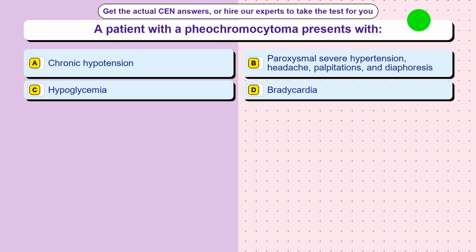Question 77. A patient with a pheochromocytoma presents with: Option A, chronic hypotension. Option B, paroxysmal severe hypertension, headache, palpitations, and diaphoresis. Option C, hypoglycemia. Option D, bradycardia.